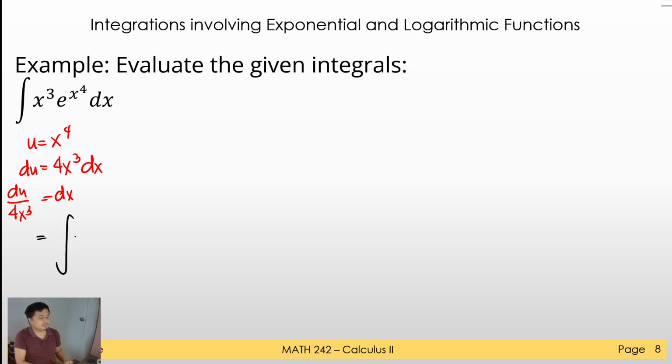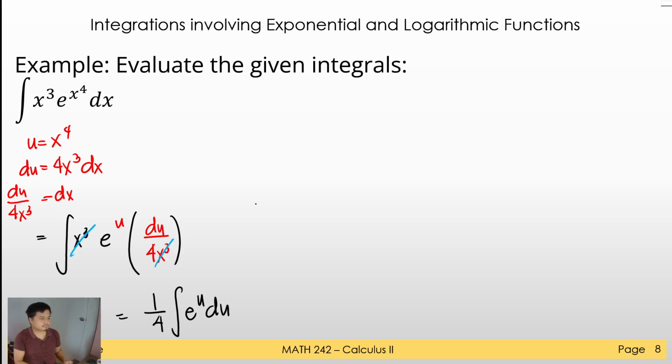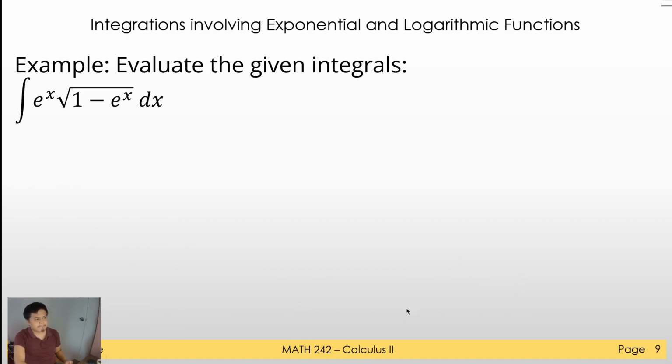Therefore, this is equal to x cubed e raised to u, and then dx is du over 4x cubed. We can cancel out this x cubed. So we have 1/4; factor out this 1/4. And then the integral of e raised to u du. What is that? The integral of e raised to u du is e raised to u plus c. So what is u here? The final answer should be 1/4 e raised to x raised to the 4th power plus c. Okay, so that's it.